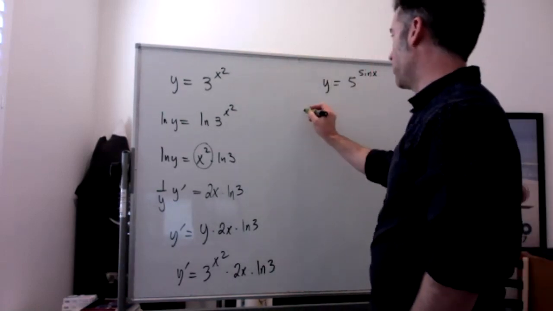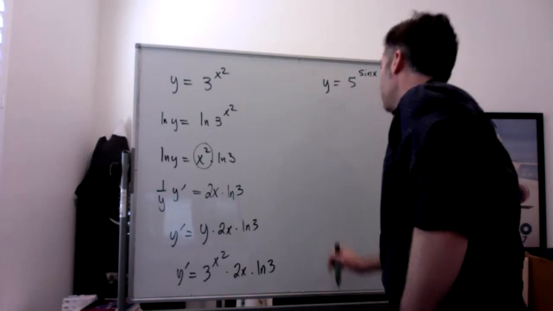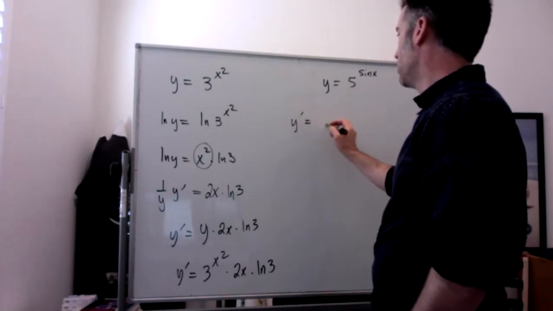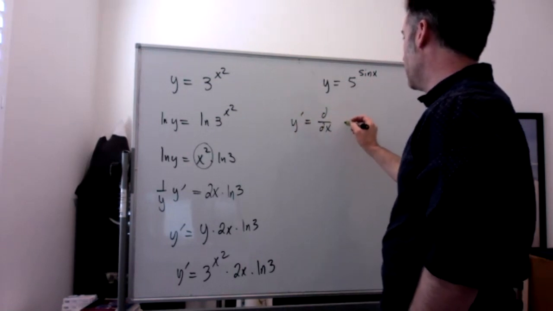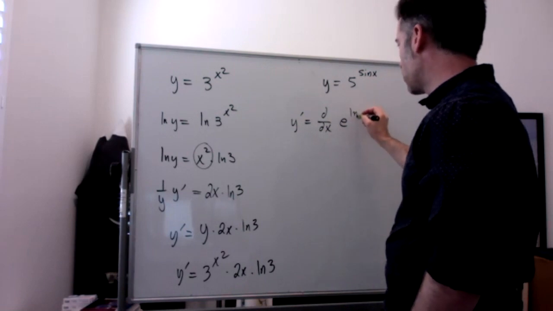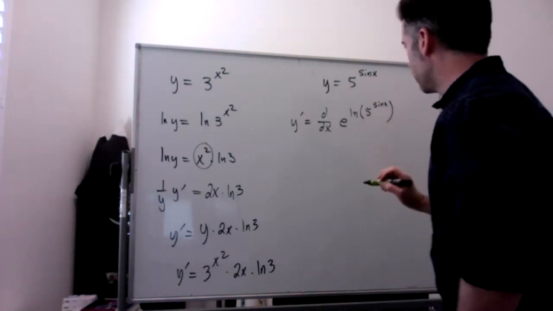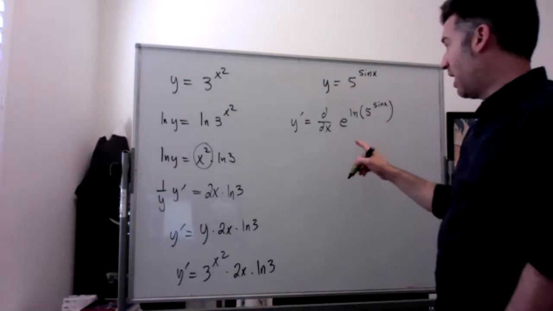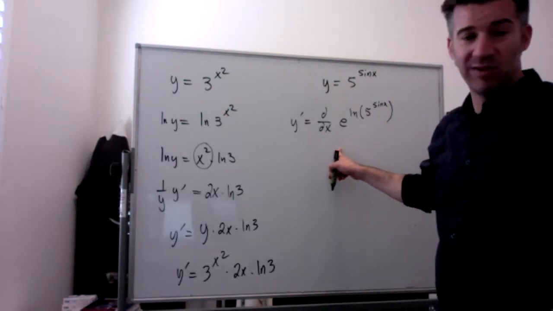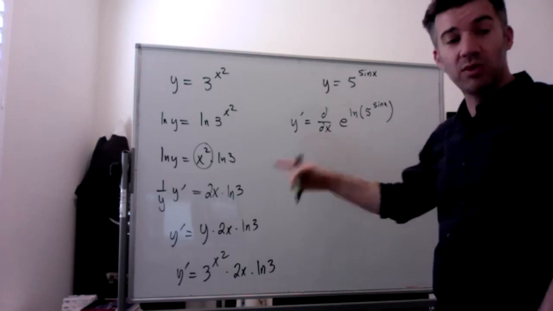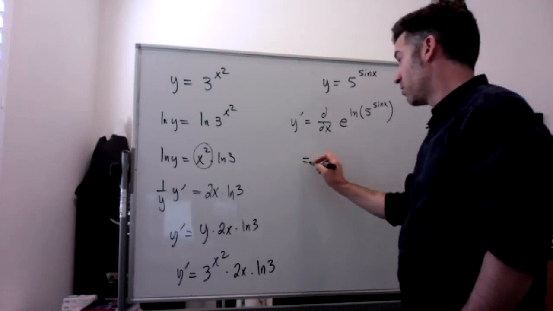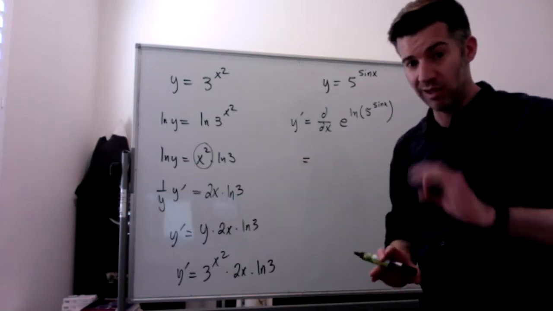So I'm going to take the derivative of e to the natural log of 5 to the sine x. I don't love doing it this way, but again, I think your teachers might want you to do it this way, so I'm showing you both methods. Really, we're going to get to the shortcut in like a minute.